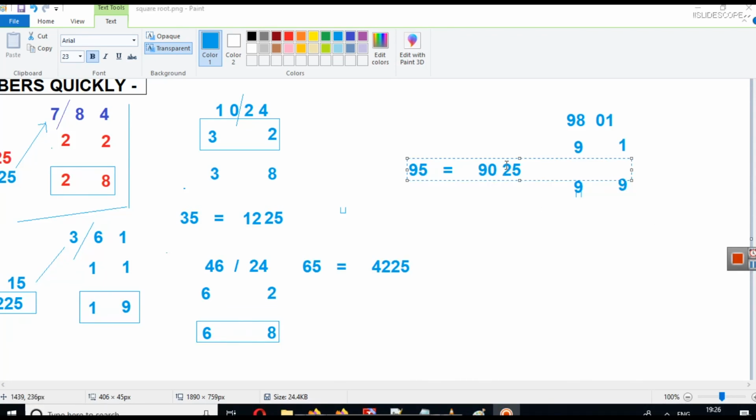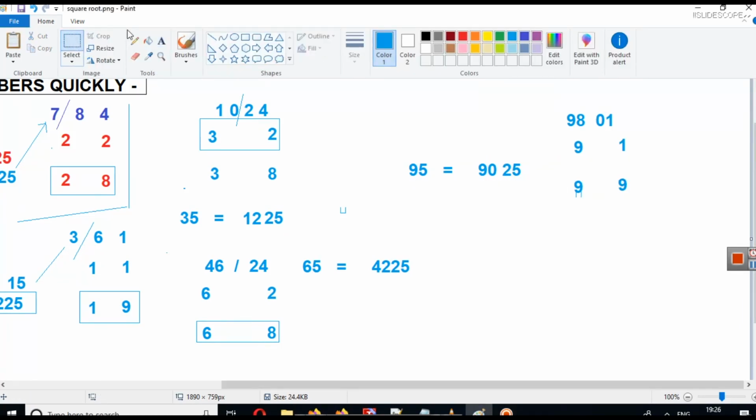And 9025 is less than this number. So the square root will be greater than 95. Hence 99 is our answer.